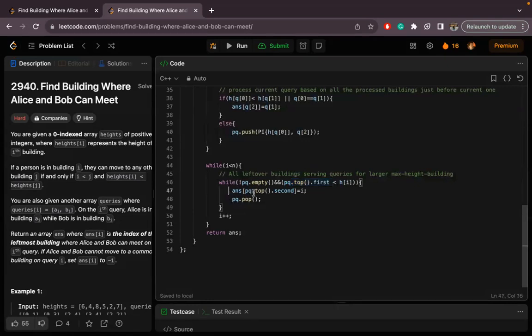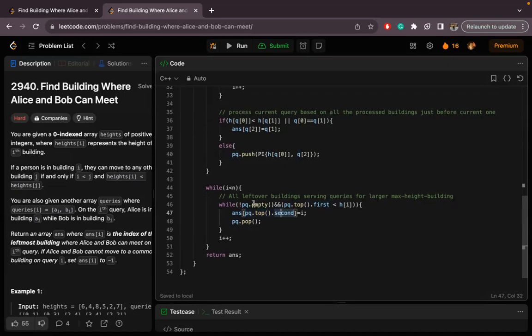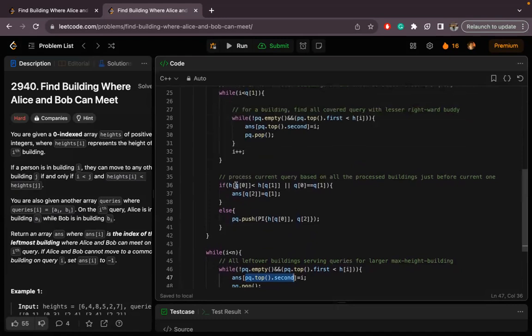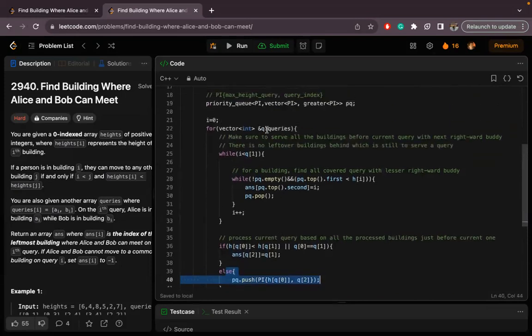And how is that going to be served? Obviously we know the priority queue's second value is always the index of that query. So this is the index of the answer as well, and we are writing the index of the meeting point. I think I've explained this when we were putting some query into the queue. So we are traversing each of the queries.